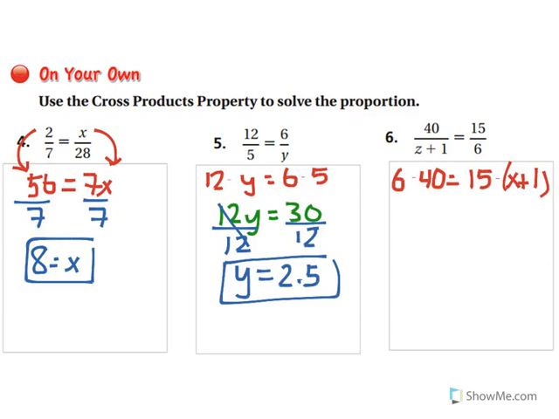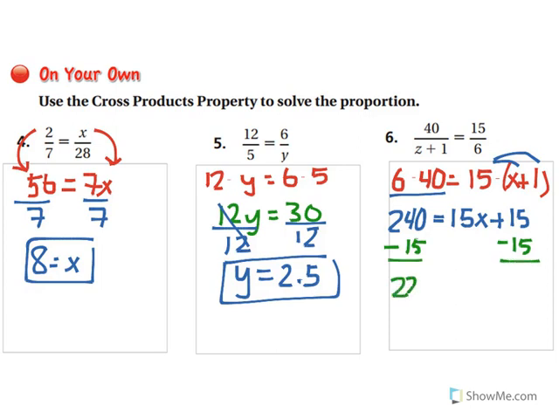So 6 times 40 gets us 240. 15 times x is 15x, plus 15 times 1 is 15. And now I have a two-step equation that I have to solve. So I can just subtract 15 from both sides. I get 225 equals 15x. And now I can divide both sides by 15. And I get x is equal to 15.